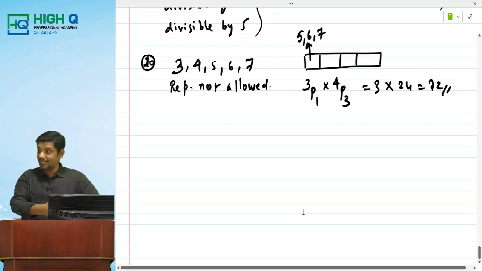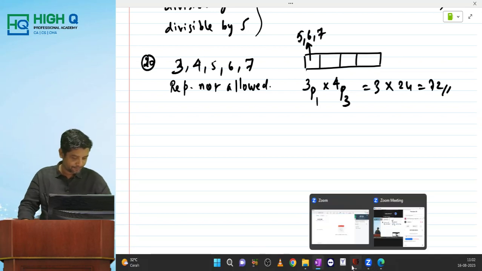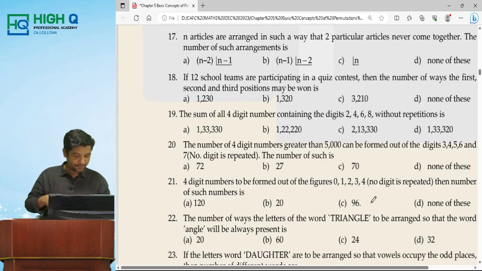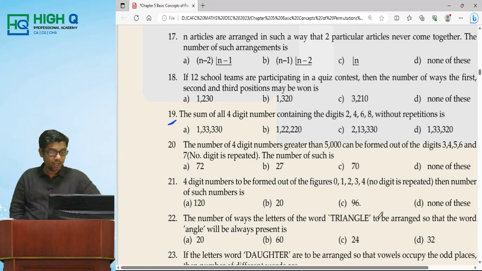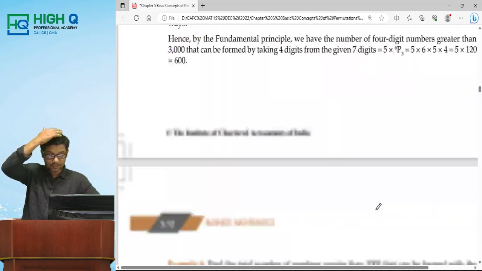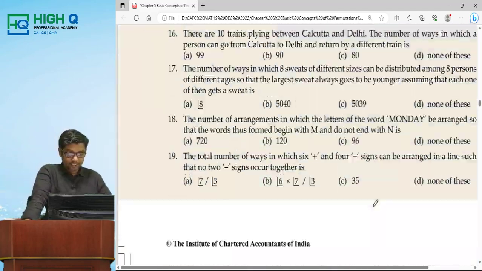Fine. Okay, answer is over, my dear. This is what we need to do. Shall we do some other problems? Yes, sir. Now are you confident? Yes, sir. Okay. This question you remember, I'll do it later: the sum of all 4-digit numbers containing 2468 without repetition. Okay? Now I think fourth exercise we have questions.